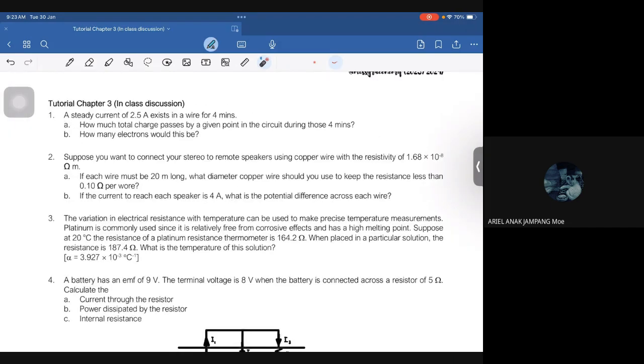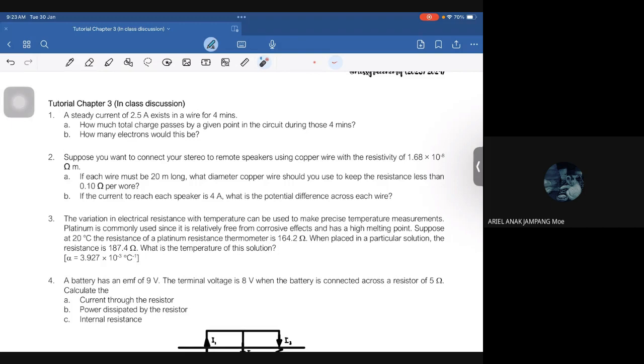Okay, so for the first question, we have a steady current of 2.5 amperes. So given here is the current. Lepas tu dia bagi sini time, which is 4 minutes. So sekarang ni soalan tanya how much total charge passes by a given point during those 4 minutes. So sekarang soalan minta total charge. Ingat tak bila dia minta total charge, this is Q. Bila dia minta number of charge, barulah N. Okay. So sekarang dia bagi kita current dengan time di sini.